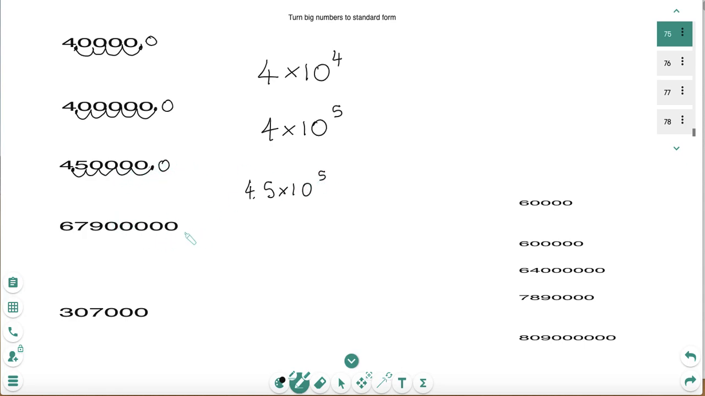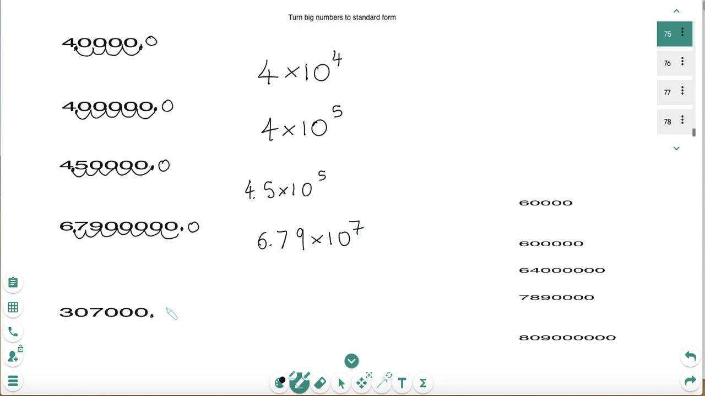Here, so this number, add a decimal place to the end. Where would I move it? Well, if I move it here, that's 67.9. That's not between 1 and 10. If I move it here, 6.79. So I write down 6.79. My old decimal place was here. How do I get from my new to my old? Well, 1, 2, 3, 4, 5, 6, 7. So times 10 to the power of 7.